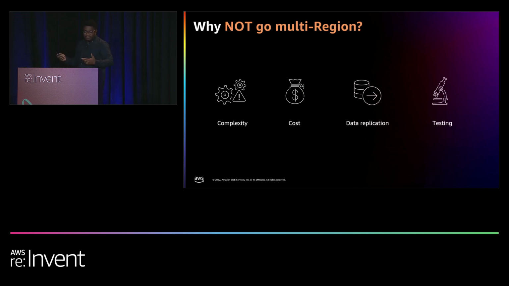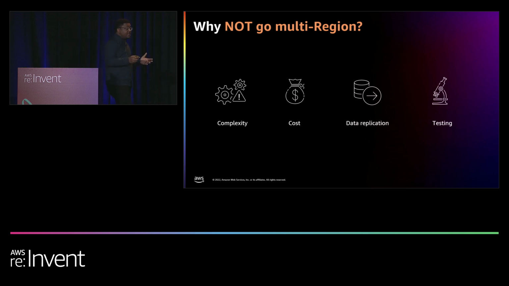First is the additional complexity you have to go through in deploying, in managing, and monitoring your AppSync APIs across multiple regions. And you also need to think about how do you make sure you keep your schemas and resolvers in sync across those two regions.